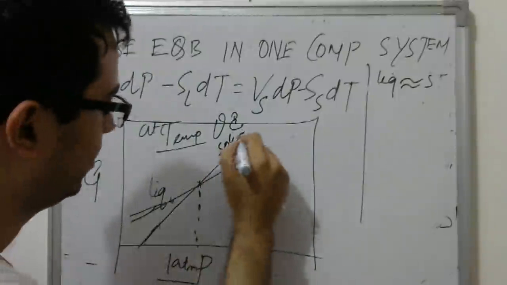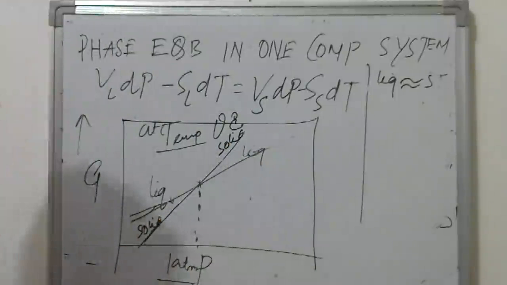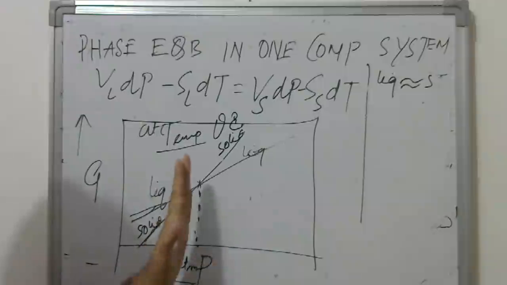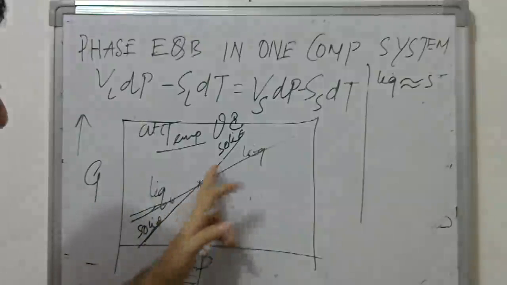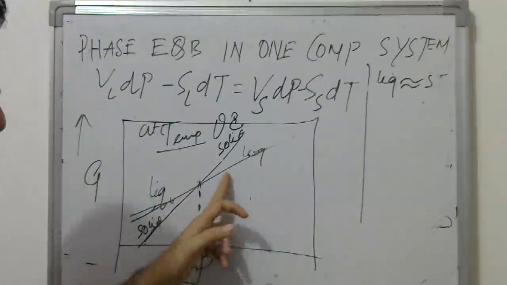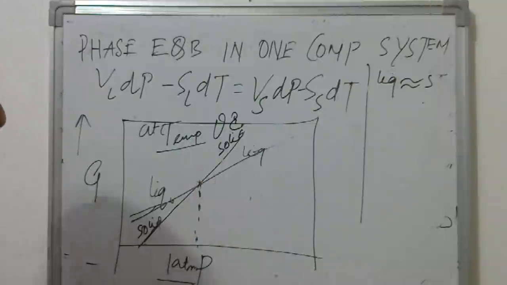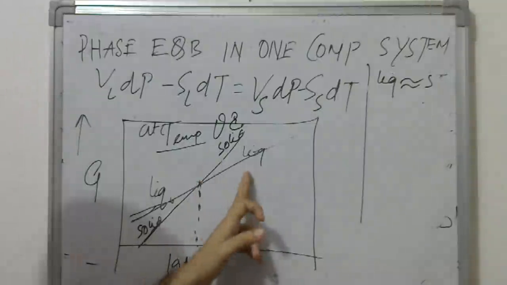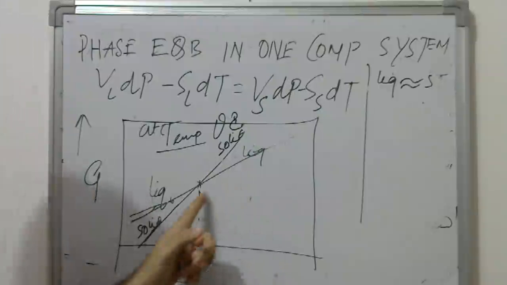This is solid. Okay. So if you increase the pressure beyond here, you have solid or liquid. If you increase the pressure beyond this, you will have a liquid. Why? Because your free energy is lesser than the solid.